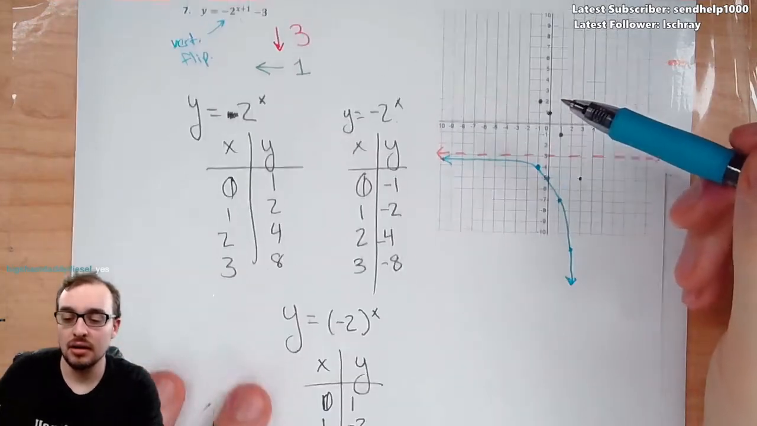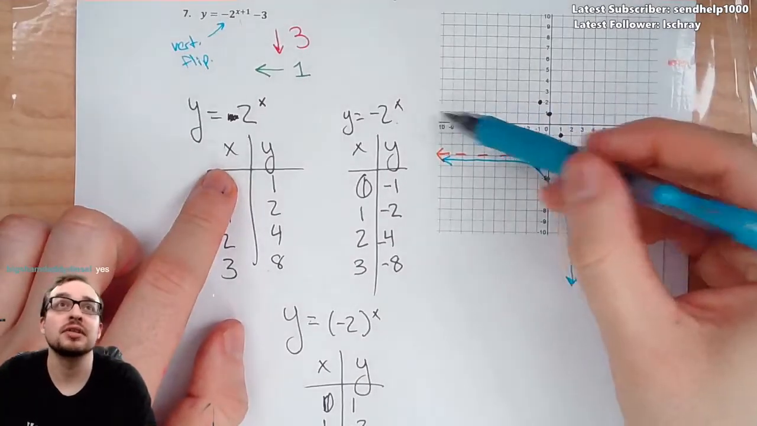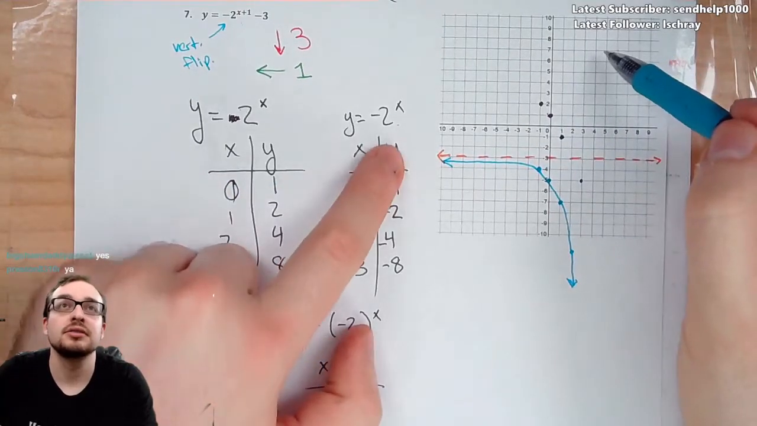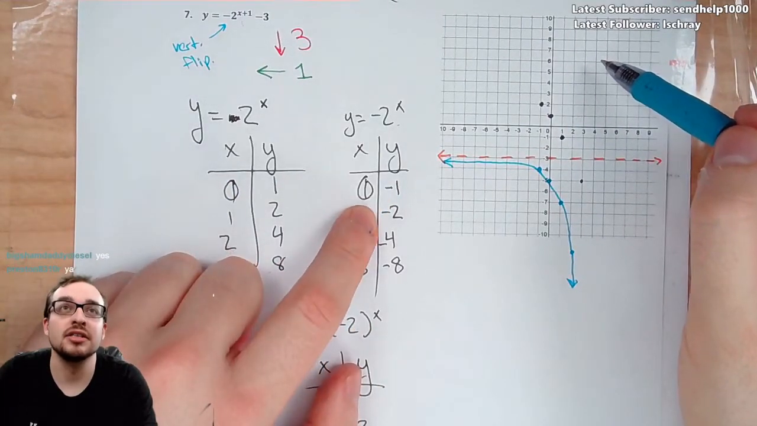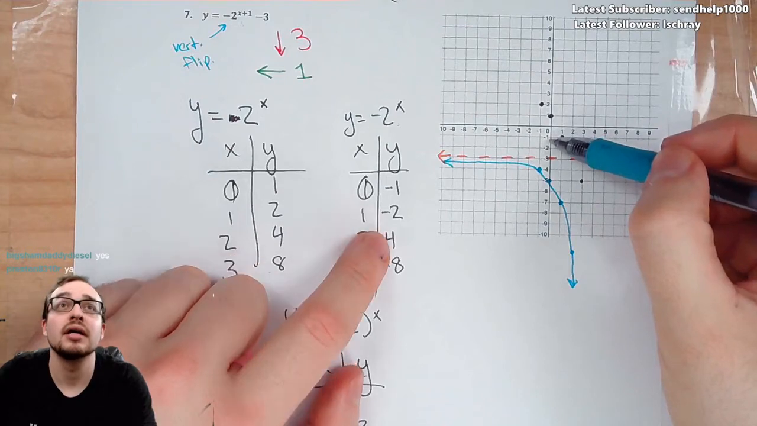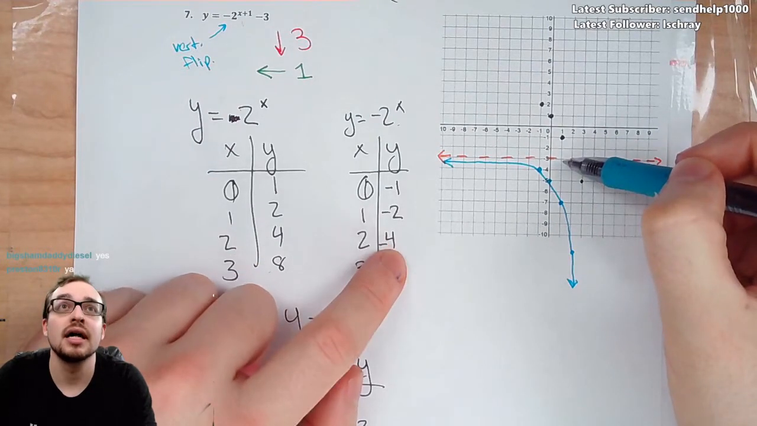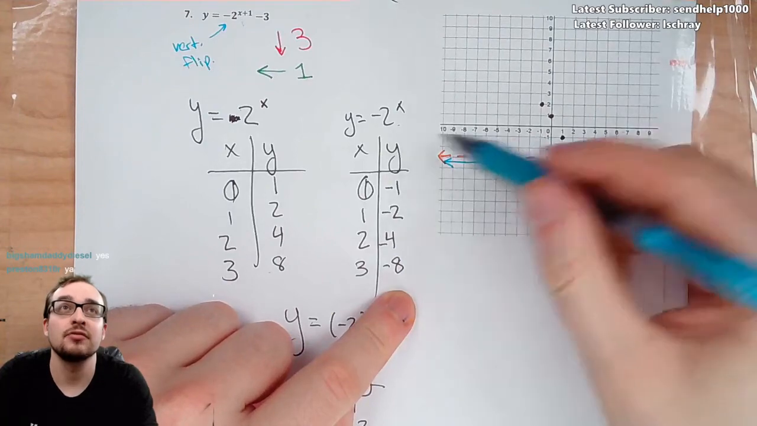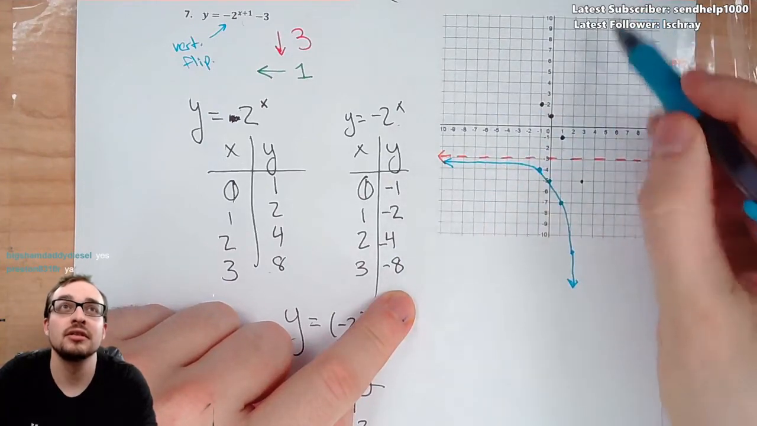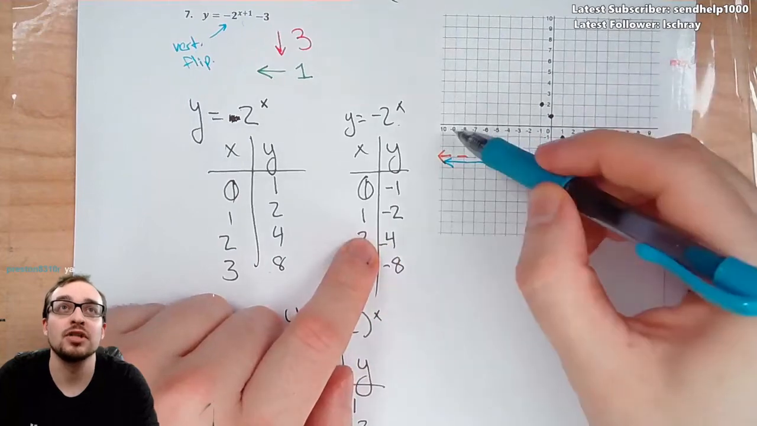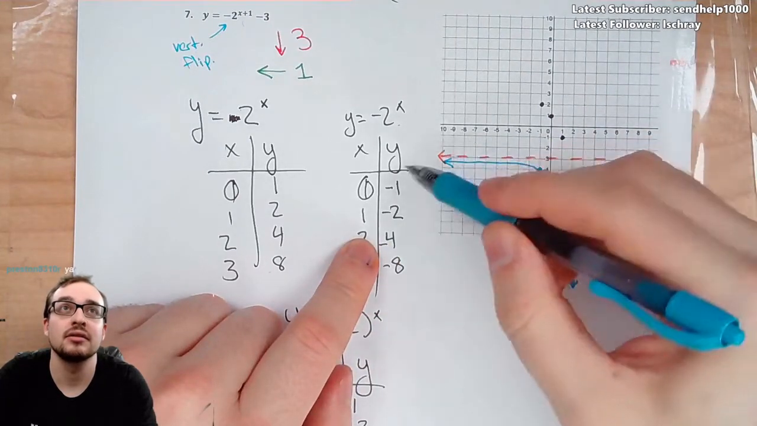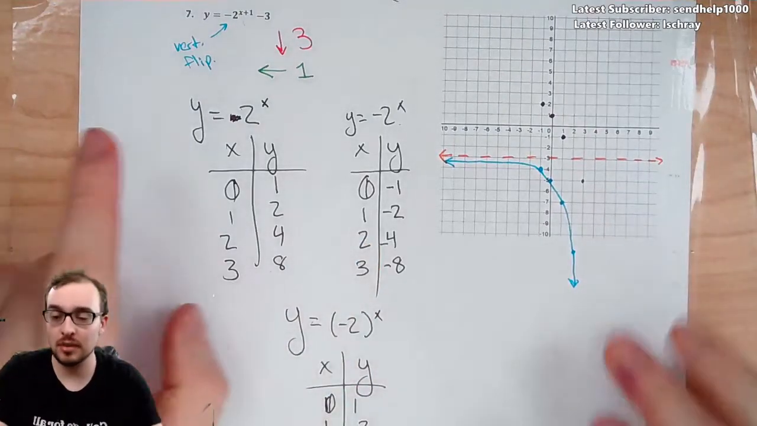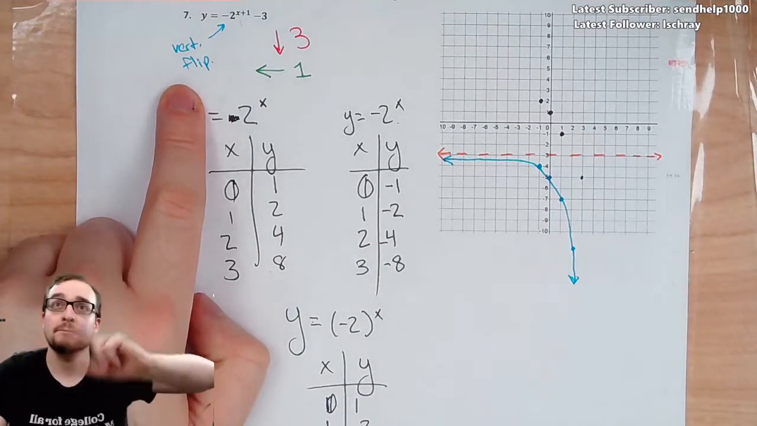Okay. 2 to the x would be something like this, right? We've graphed that a bunch of times. Negative 2 to the x, what it does is 0, negative 1 is what you start with. And 1, negative 2. And 2, negative 4. And 3, negative 8. It flips it, right? Normally we get this. But those points, if I graph them, I'd get this. Right? So what it does is it's a vertical flip. It flips it up and down.